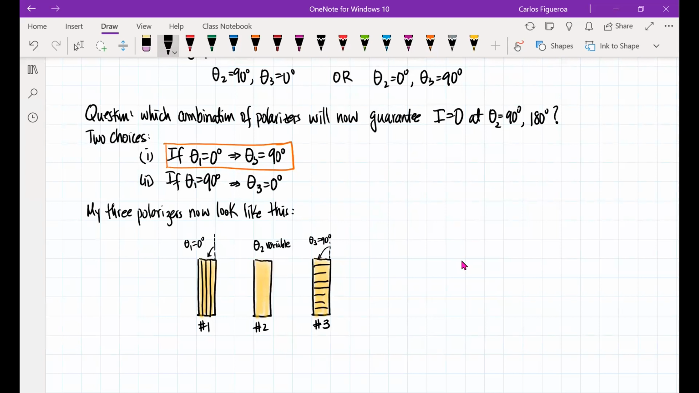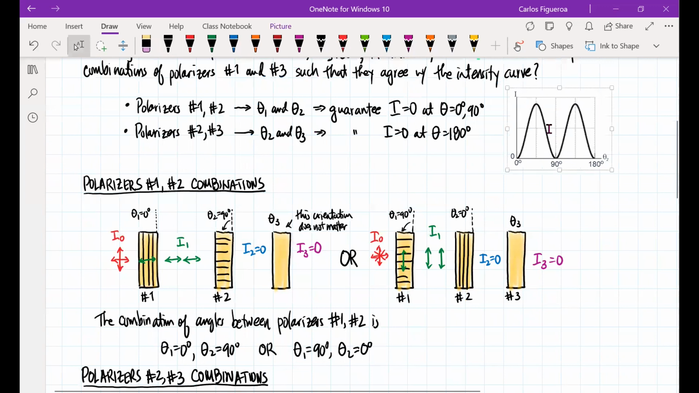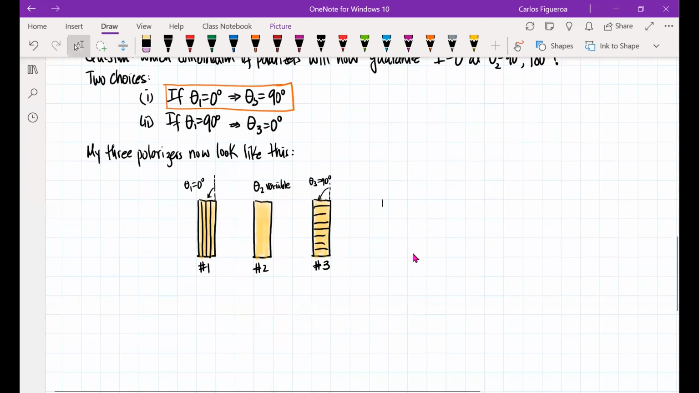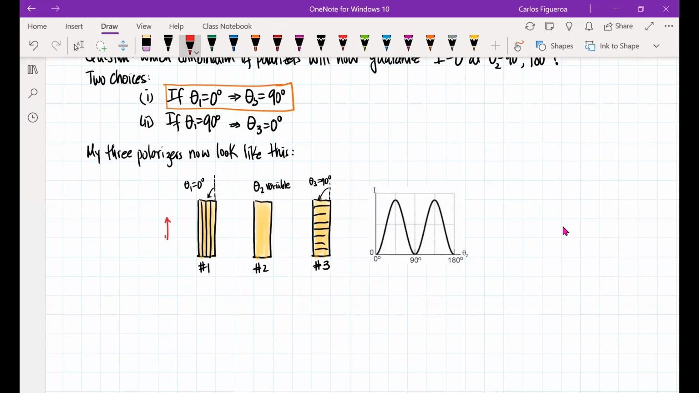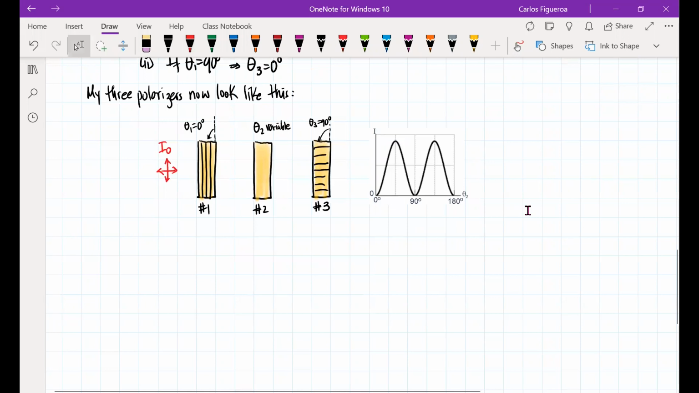So this is my possible combination. And what I'm saying here is that when I look at this thing, let me get my curve here, and I come down, this curve is going to be produced by these polarizers. So if I send unpolarized light here, I naught, that curve on the right will be given by this combination. So now that I have that, let's get started.